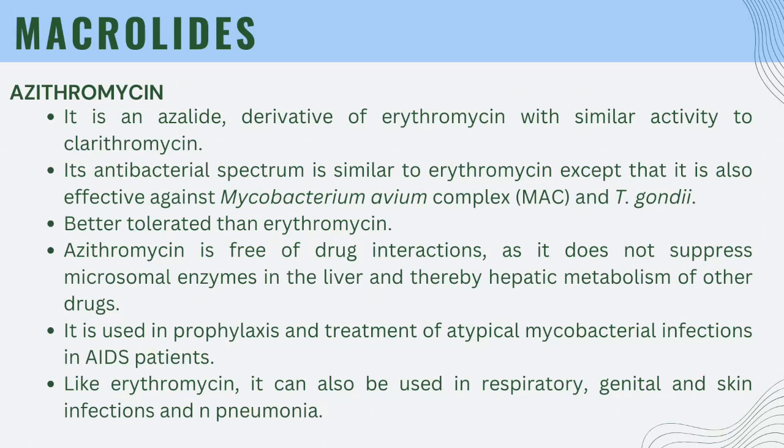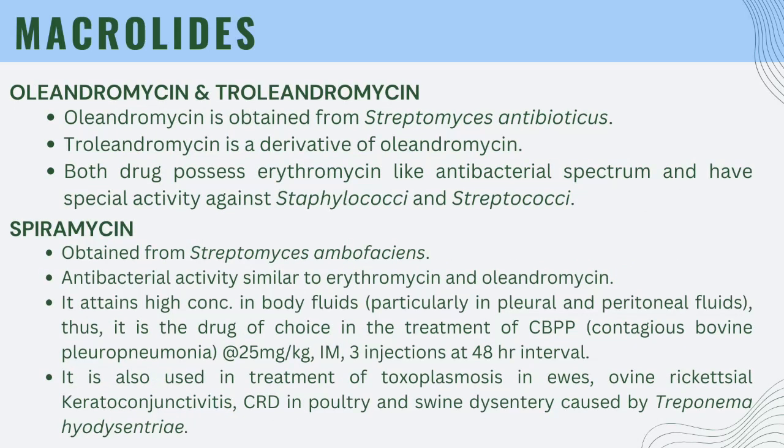Azithromycin is an azalide derivative of erythromycin with similar activity to clarithromycin. It is free of drug interactions and is used in prophylaxis and treatment of atypical mycobacterial infections in AIDS patients. Oleandomycin, troleandomycin, and spiramycin are all similar in antibacterial activity. However, they differ from their sources. Oleandomycin and troleandomycin are both from Streptomyces antibioticus, while spiramycin is from Streptomyces ambofaciens.